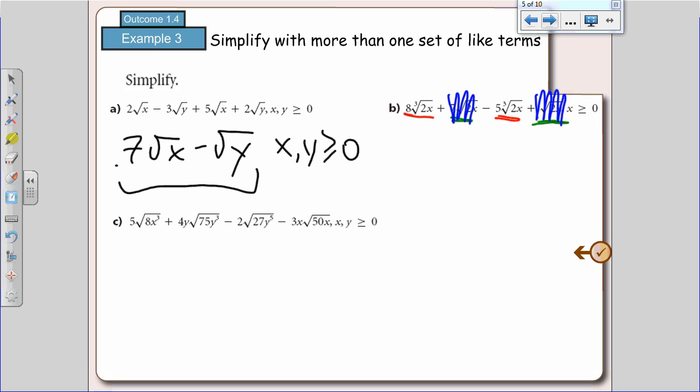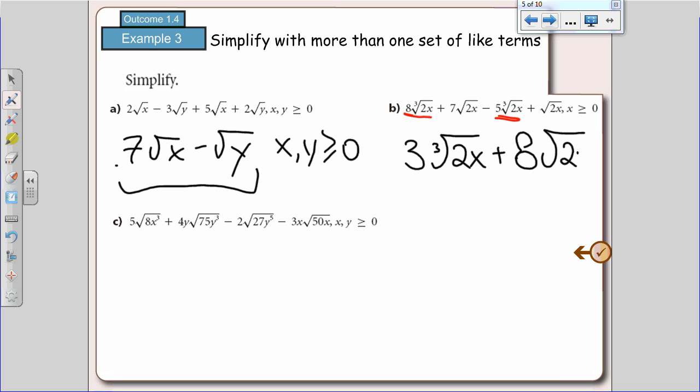It's a lot of restriction talk. Okay. Simplify them. It becomes 3 root 2x plus 8 square root 2x. Oh, nope, it's 7 plus 1.